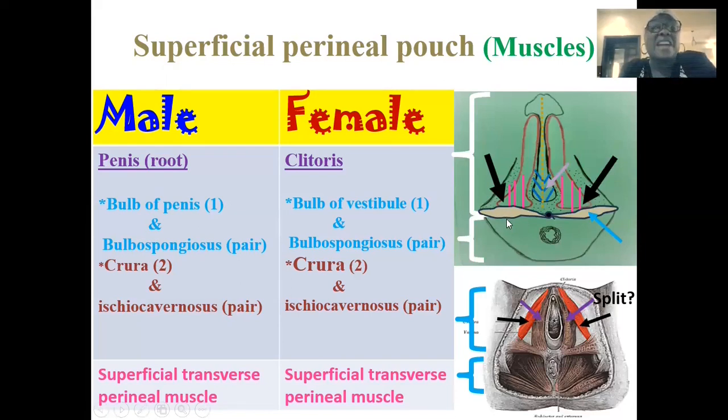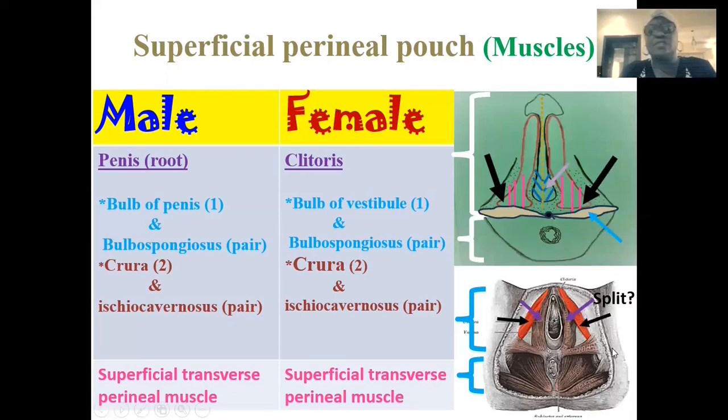Remember when we described the deep perineal pouch, we also established the deep transverse perineal muscle. This is the deep version of this muscle, located within the deep perineal pouch, while the superficial transverse perineal muscle is seen in the superficial perineal pouch. And this is what is arrowed here in blue.